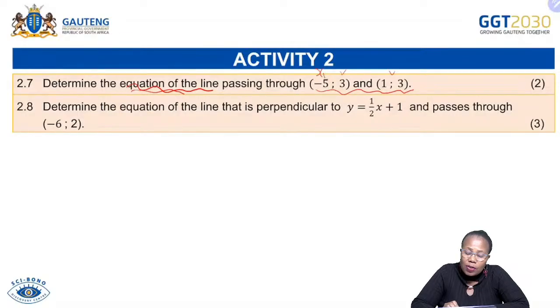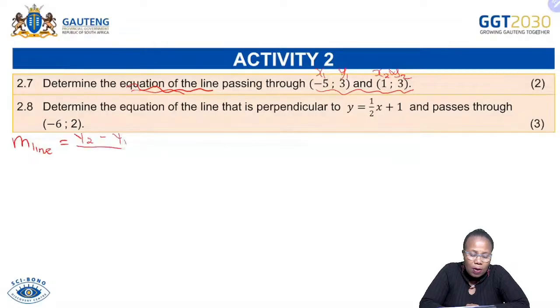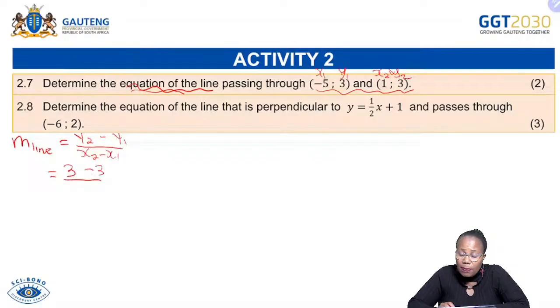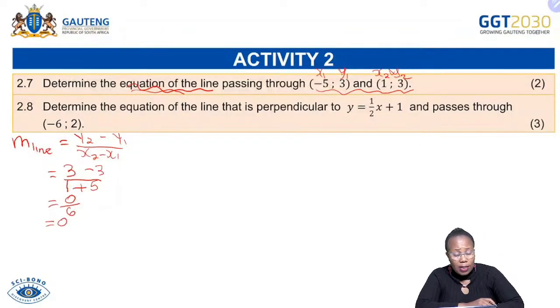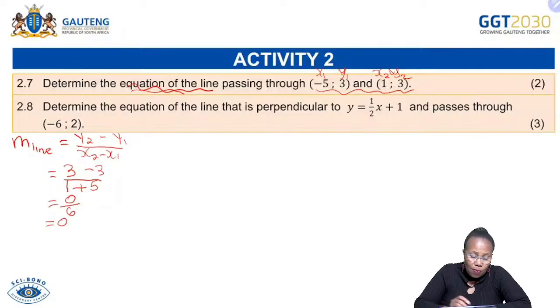So this will serve as x1 and y1, and your x2 and your y2 there. So we go to the gradient of that particular line. It will be y2 - y1 over x2 - x1. All right, what is y2? y2 is 3 minus y1, which is 3. Look at what is happening, grade 12. And then we have the denominator x2 is 1 minus 5, it will be +5. On top we are having 0, and then denominator 6. The gradient is 0.